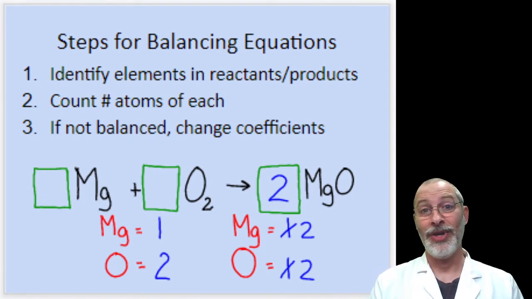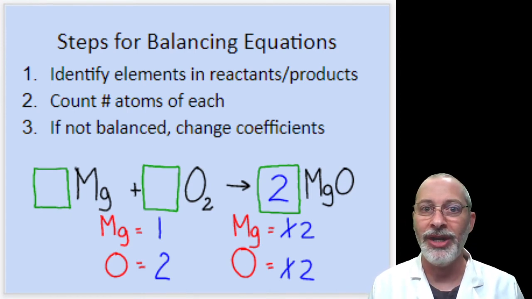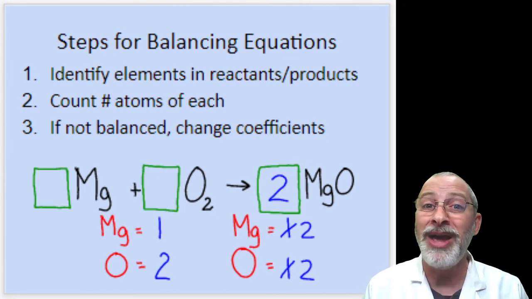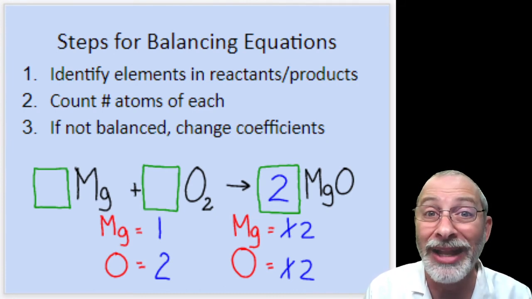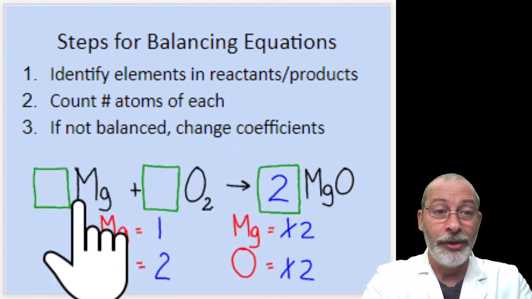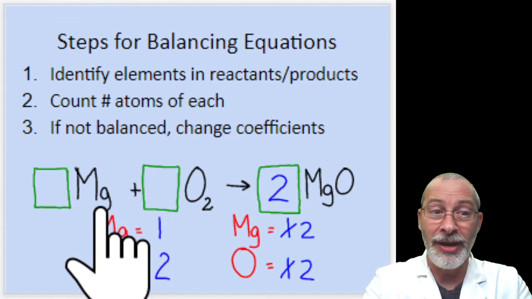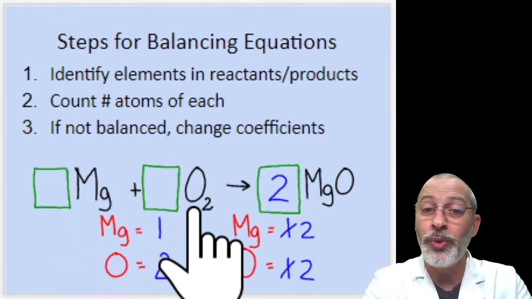Because here's the deal. Whenever you make a change by changing a coefficient, if you don't recount, you may not realize that you've altered the proportion of another element. So let's check it out. On the reactant side of the equation, how many magnesiums do we have? 1. How many oxygens do we have? 2.